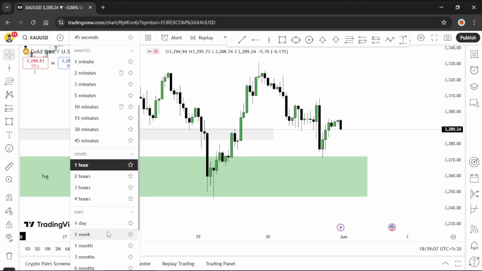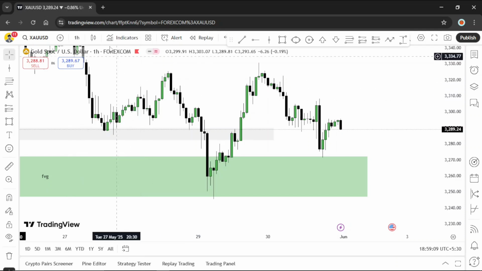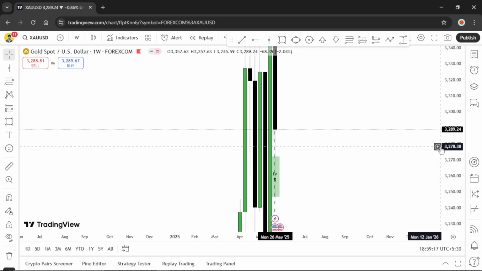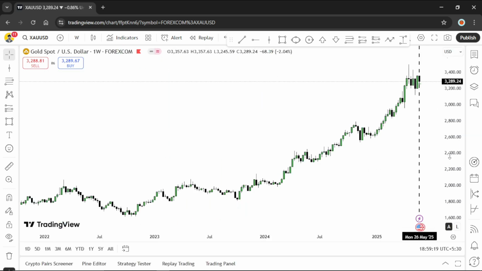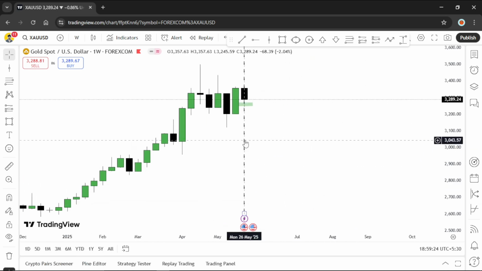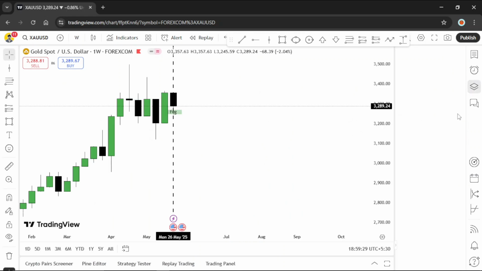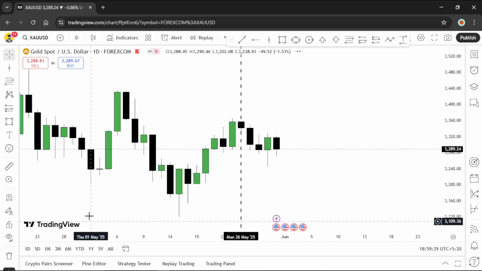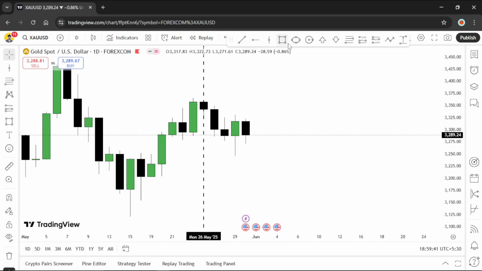So for our weekly analysis, I am switching the chart to the weekly. First of all, I am going to delete all the things I already drew, because this is the previous week, so I have to delete the other things. So this is the previous week. Then I switch to the daily view of the market. So this is the daily view. We want to analyze this area. This is the previous week.